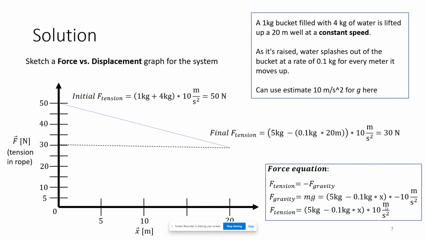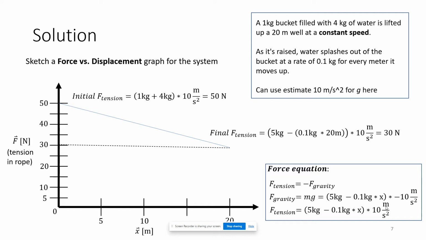Looking at the solution plot here, because the bucket is rising at a constant speed, we know the bucket is not going to be accelerating, meaning there will be no net force. With no net force and the water splashing out of the bucket, the force acting on the bucket is changing with how far the bucket has moved up and how much mass it has lost. We already solved for this tension equation, which is essentially the mass, changing based on the displacement, times the acceleration due to gravity.